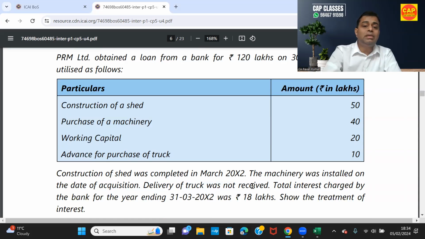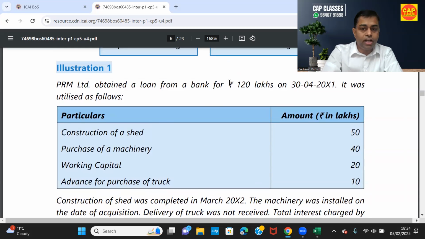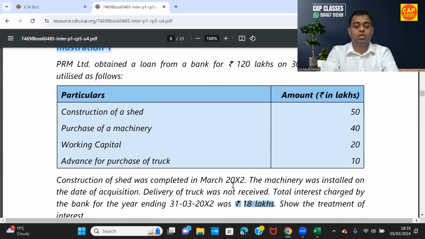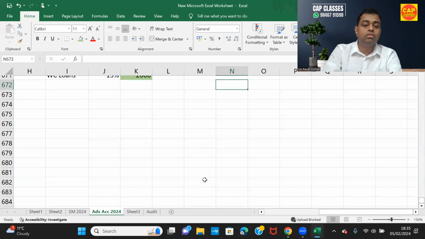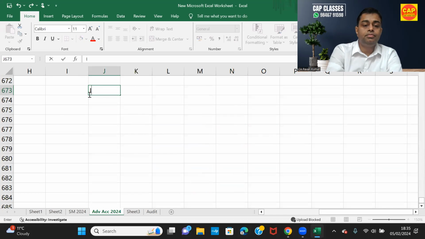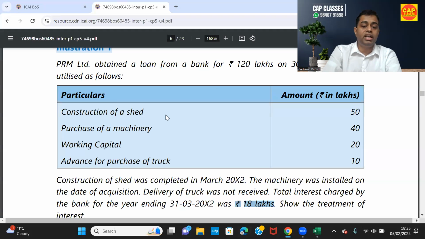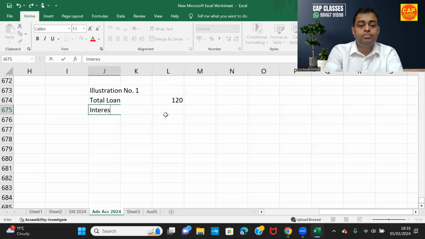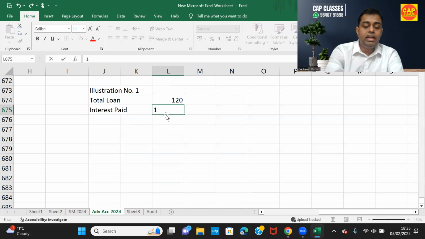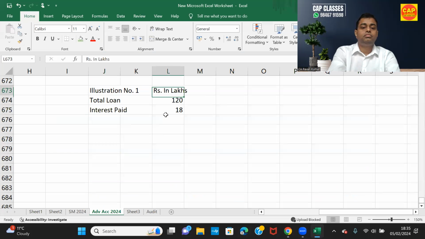Tell me, what is the amount of loan? You borrowed 120 lakhs. Very good. On 120 lakhs, what is the interest paid? 18 lakhs. So total loan. The heading, question number 1. Illustration number 1. Total funds borrowed 120. Interest paid 18. These are in rupees in lakhs. Okay, very good.